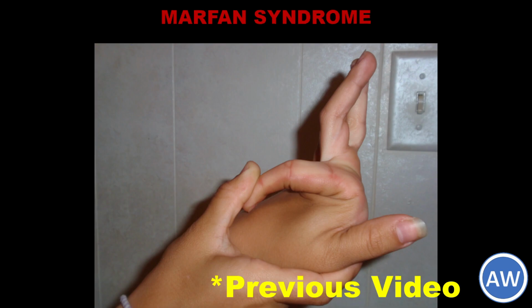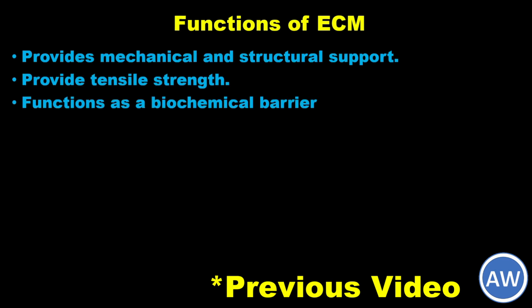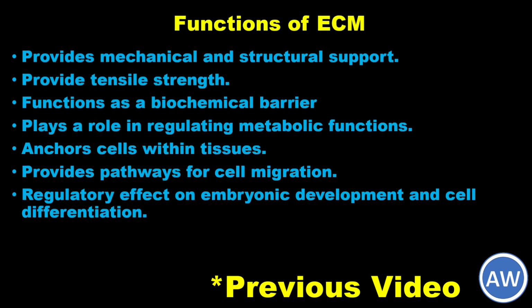As you know, in our last episode, we had discussed the general anatomy of connective tissues. In today's episode, we'll be talking about a very common disorder of connective tissues called Marfan's syndrome. So let's get started.